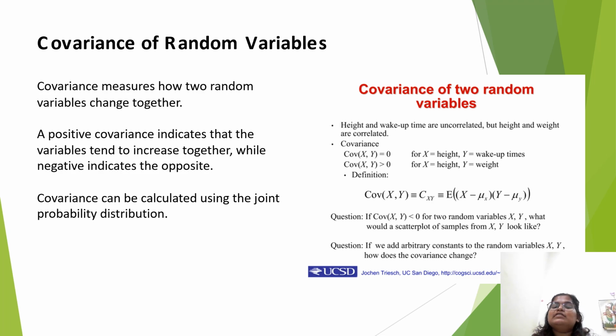Question: if the covariance of x, y is less than 0 for two random variables x and y, what would a scatter plot of the samples from x, y look like? And another question: if we add an arbitrary constant to the random variables x and y, how does the covariance change?